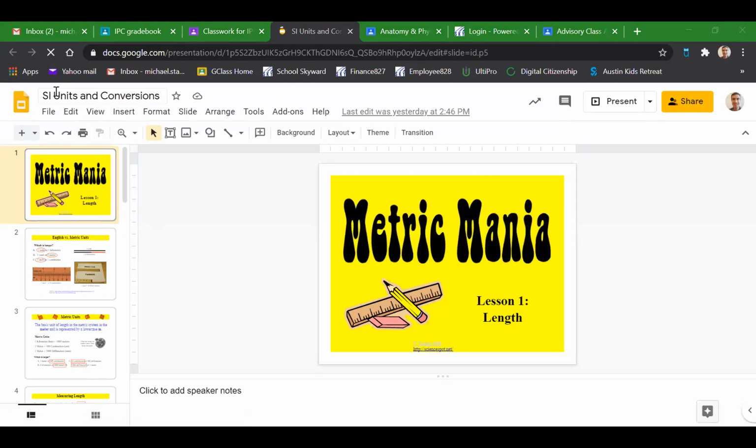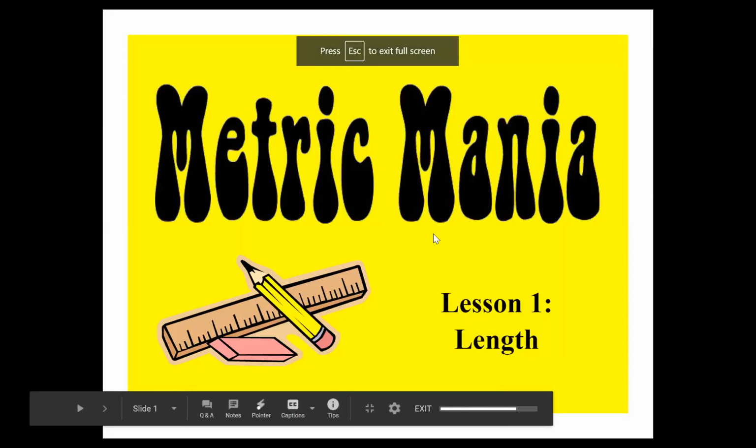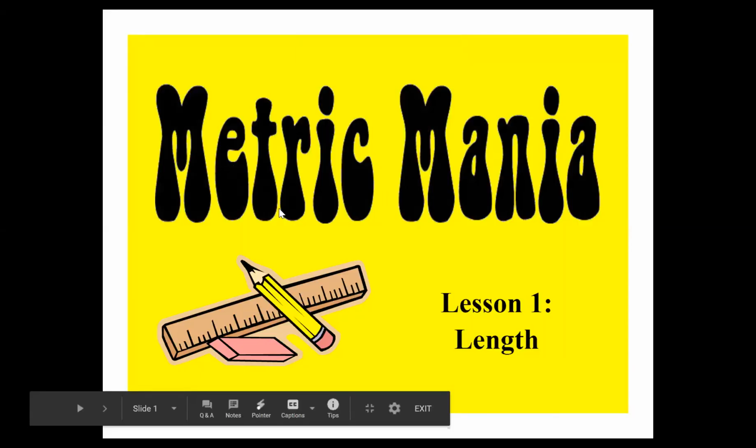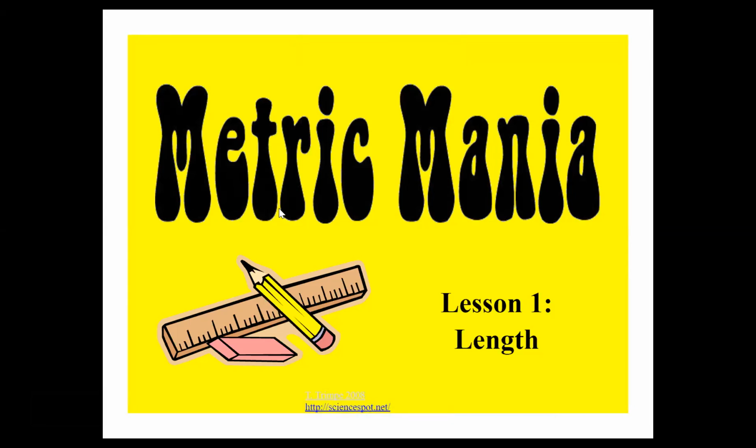So SI units stands for Standard International Units, but you may have heard them referred to in a different way before with something called the metric system. So the metric system is not only the way that scientists measure the world around us, it's also the way that most other countries measure length and distance and volume and mass or weight compared to how we usually do it in America.